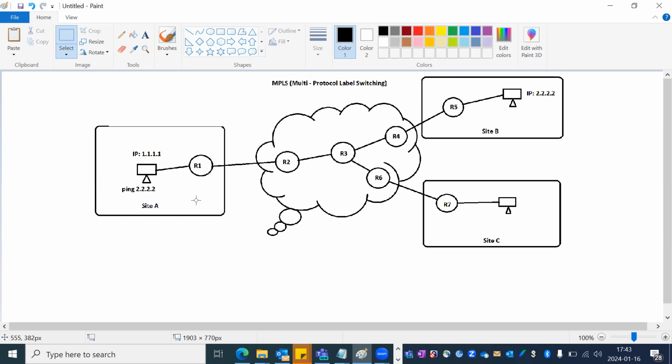Okay, so in the previous video, I shared that this particular computer has the IP address of 1.1.1.1 and this particular computer has IP address of 2.2.2.2 and the MPLS is running in the service provider routers, meaning on R2, R3, R4 and R6. Now what will happen?